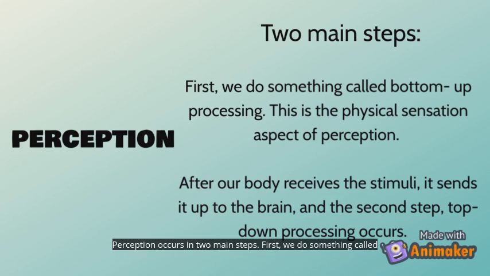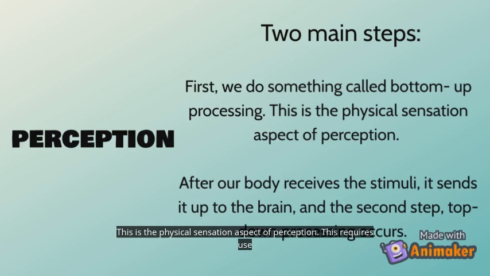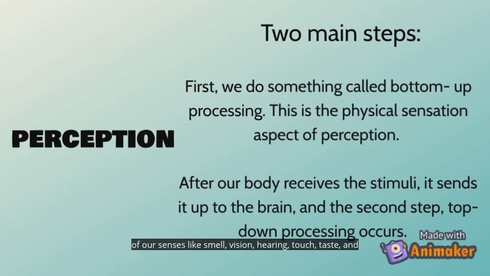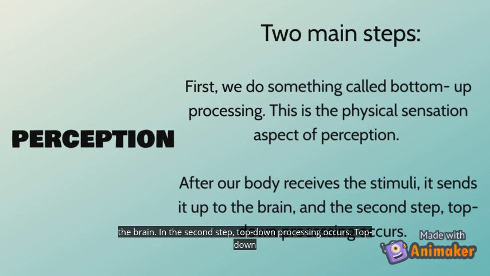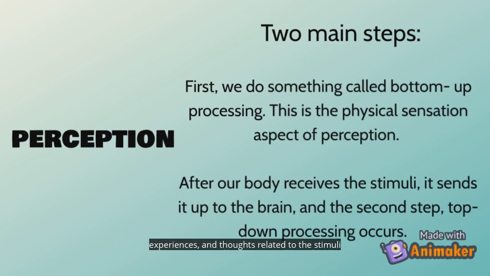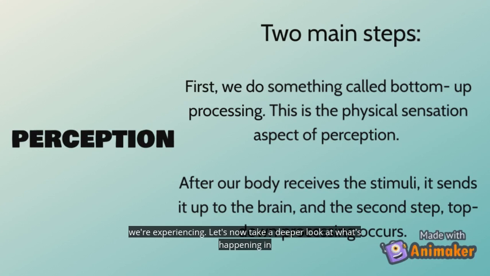Perception occurs in two main steps. First, we do something called bottom-up processing. This is the physical sensation aspect of perception. This requires use of our senses like smell, vision, hearing, touch, taste, and proprioception. After our body receives a stimulus, it sends it up to the brain, and the second step, top-down processing, occurs. Top-down processing is how we interpret our sensations using our knowledge, experiences, and thoughts related to the stimuli we're experiencing.